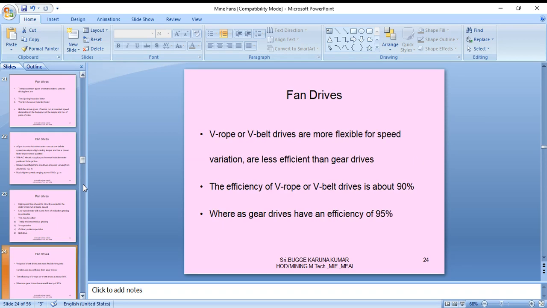V rope or V belt drives are more flexible for speed variation but less efficient than the gear drives. The efficiency of V rope or V belt drives is about 90%, whereas the gear drives have an efficiency of 95%.